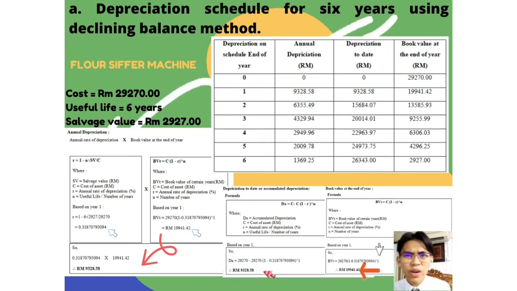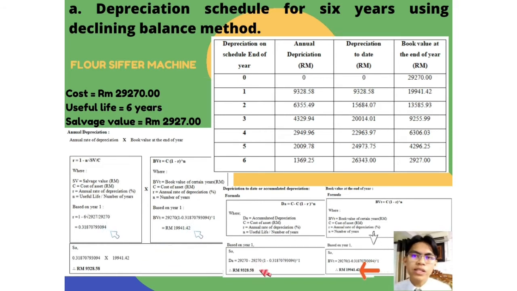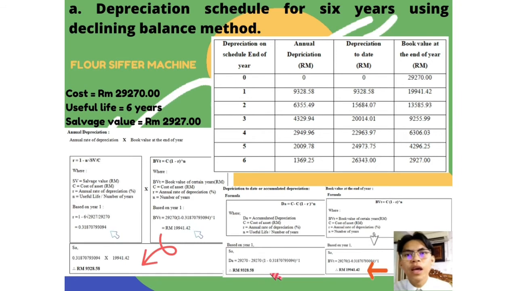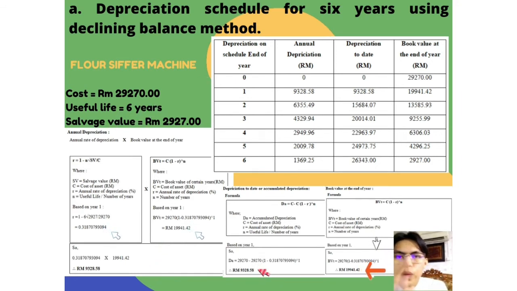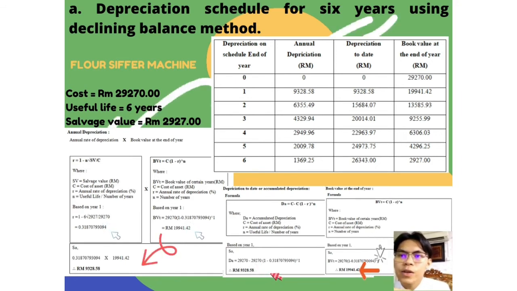For the amount of book value, it is also easy to calculate because all values are fixed except the number of years. I mean the cost is fixed, like the original cost of 29,270 ringgit, and you just change the number of years. For example, if you want to calculate for year 5, you just put 5 in the formula and you will get the answer. Okay, that's all.